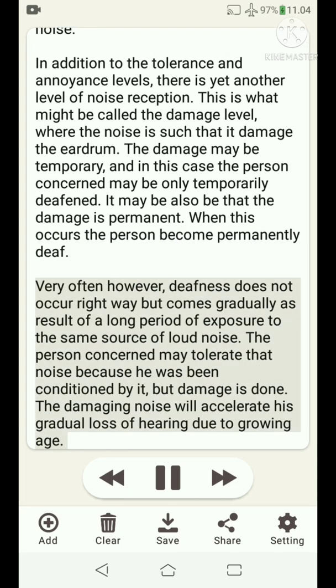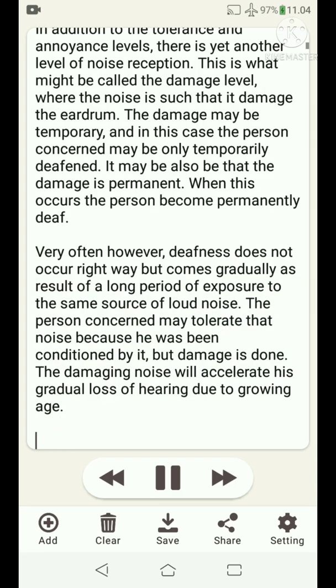Very often, however, deafness does not occur right away but comes gradually as a result of a long period of exposure to the same source of loud noise. The person concerned may tolerate that noise because he has been conditioned by it, but damage is done. The damaging noise will accelerate his gradual loss of hearing due to growing age.